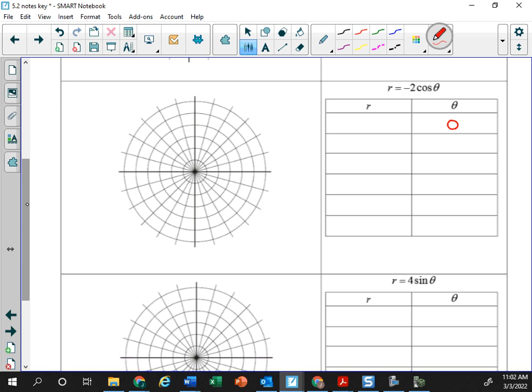Let's say theta is 0. What's the cosine of 0? 1. Times -2? Okay. Again, I'm picking specific thetas that are easy to plug in, so I'm going to pick pi over 3. Because what's the cosine of pi over 3? 1/2 times -2. -1. What about pi over 2? What's the cosine of pi over 2?